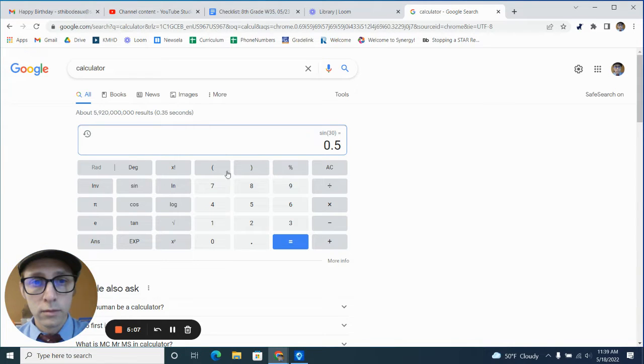So 0.5 is that ratio, and that ratio is really helpful for figuring out our angle, or for figuring out the length of the sides. But if I know this and I don't know my angle, I can do inverse sine, or arcsine. Remember, arc is going to be an angle, essentially the arc of an angle. I can put in 0.5 and I get 30. So it goes both ways.